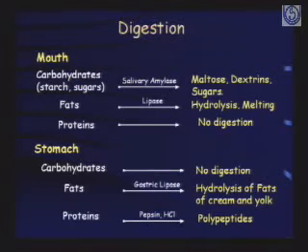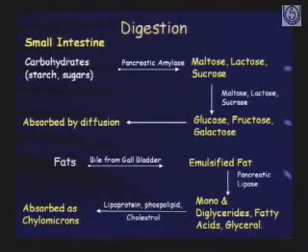Then all this mixture of food goes through the esophagus, which is the food pipe, to the stomach, where carbohydrates are not digested anymore. For some time, salivary amylase remains active, but then it gets deactivated because of the presence of HCl. Fats are also digested by gastric lipase, and proteins are converted to shorter units, that is polypeptides, by the action of pepsin and HCl.